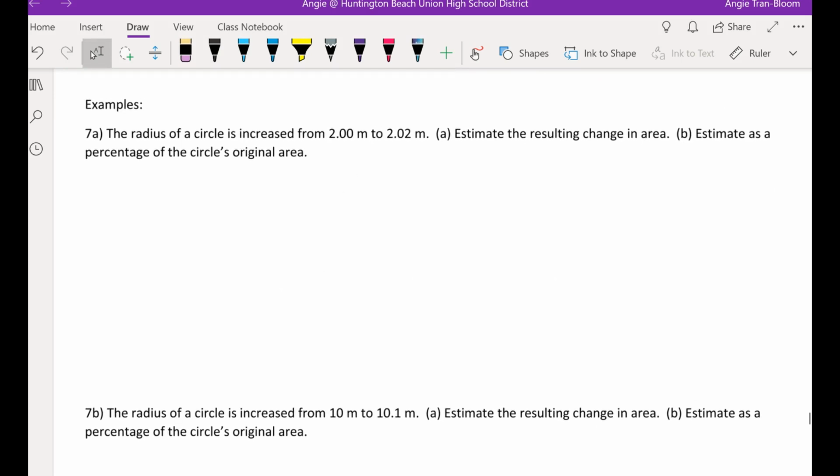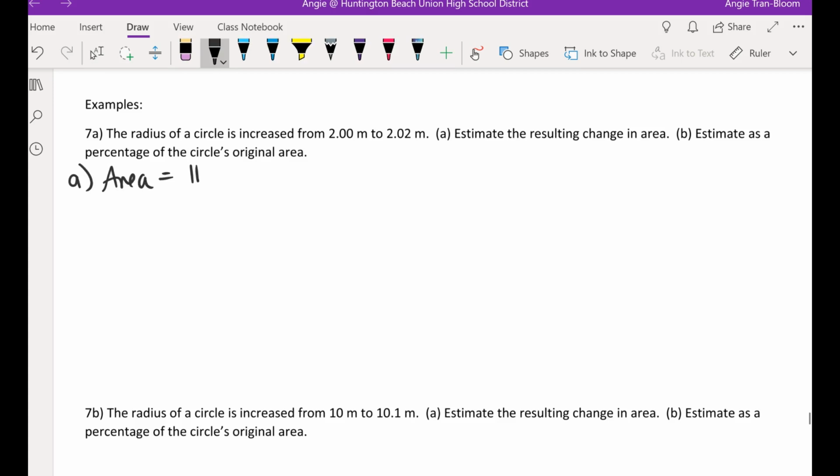Example 7a. The radius of a circle is increased from 2 to a small increase of 2.02 meters. Part A, estimate the resulting change in the area. Part B, estimate as a percentage of the circle's original area, which is good to know, right? If you move the radius 0.02 of a meter, I would like to know the actual number and what percentage that is, okay? So first, we might want to find the area.